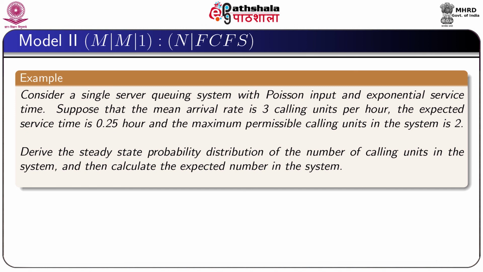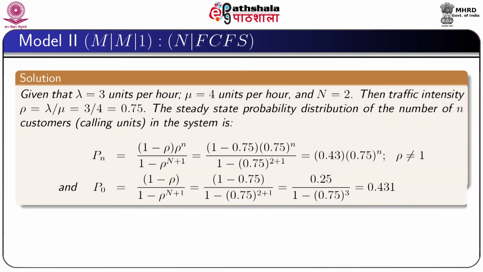This example is an application of module 2, which we have already discussed. And in this example, we are given that lambda equal to 3 units per hour, mu equal to 4 units per hour, and the capacity of the system capital N equal to 2. Then the traffic intensity rho is equal to lambda by mu, which is equal to 3 by 4.